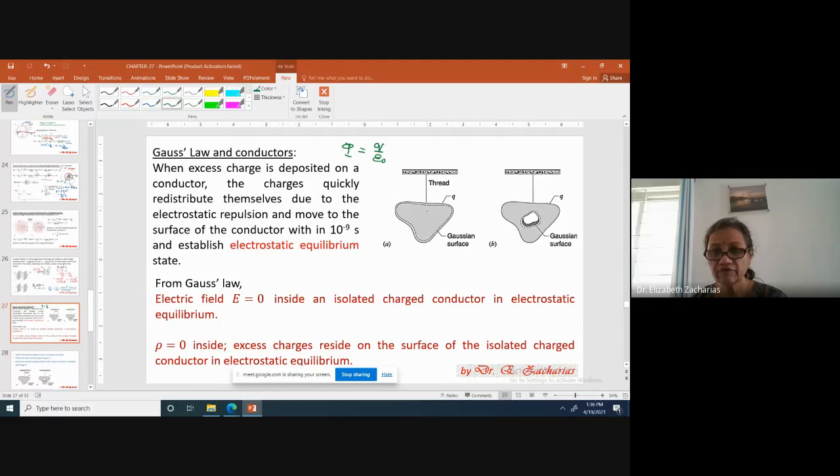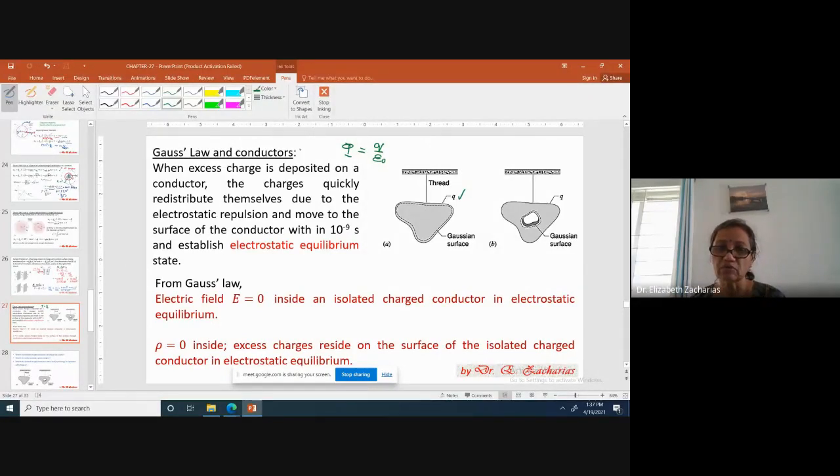There is a thread from which you are hanging your conductor, and then you are dumping it with some charge Q. What happens in the case of a metal or a conductor is that charges can move. The rest of the material is neutral. There are positive charges, there are negative charges, but it's neutral. But this excess charge that you have put, let us say they are negative charges, they start feeling a repulsive force from each other and they want to move as far away from each other as possible.